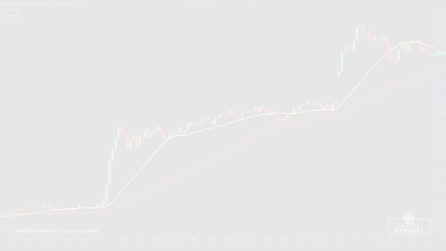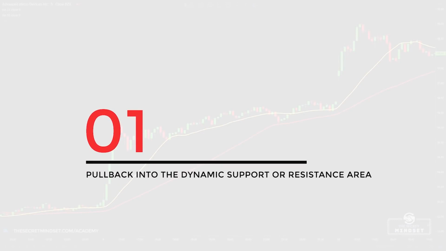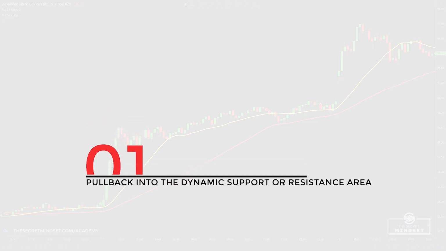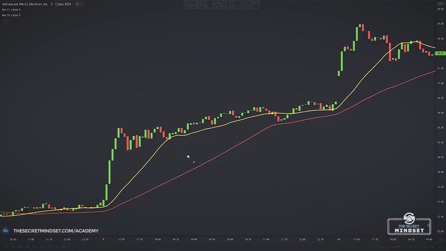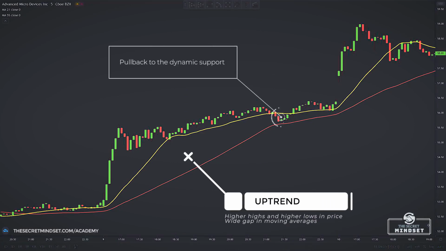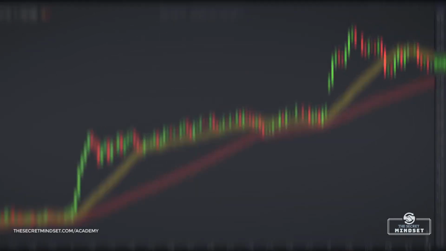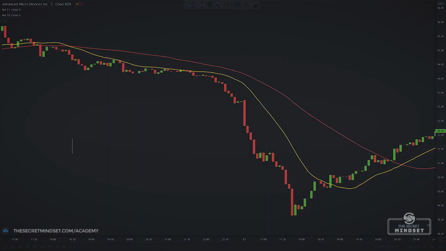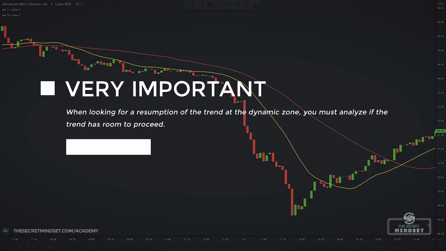So this is the first step in our strategy. We analyze price action to find the contraction in the moving averages, essentially a pullback into the dynamic support or resistance area determined by the two moving averages. By watching how price behaves as it pulls back from the dynamic zone, we can analyze the momentum in the current move. Remember that after a pullback to this area, we are looking for a sharp move back in the direction of the trend.